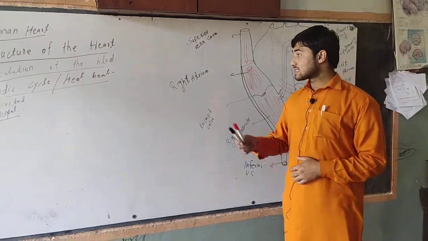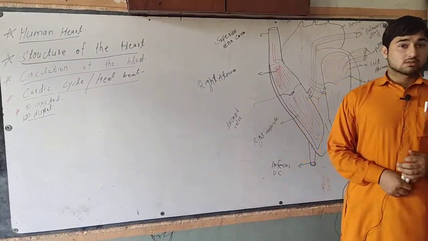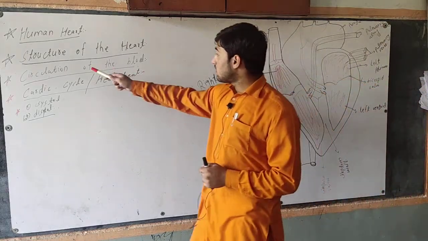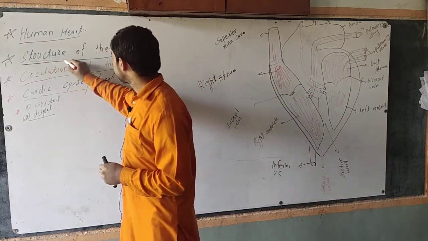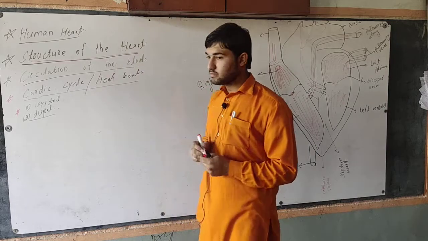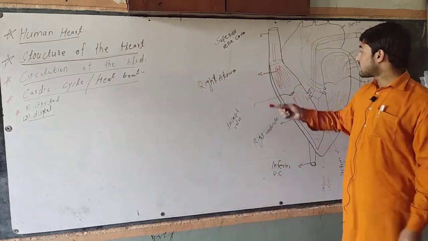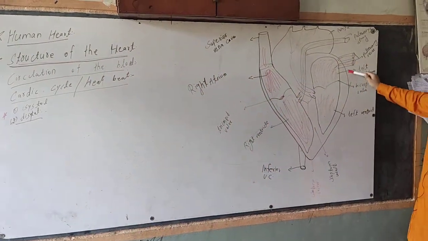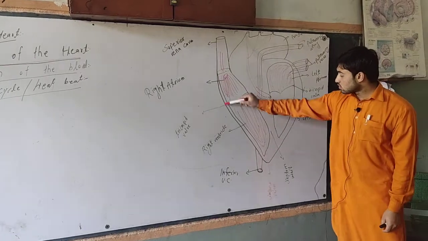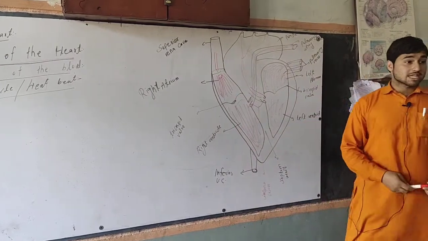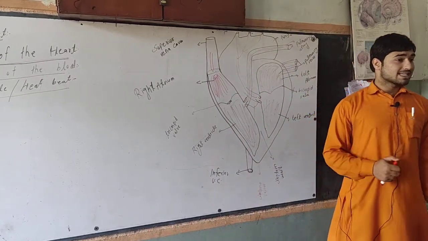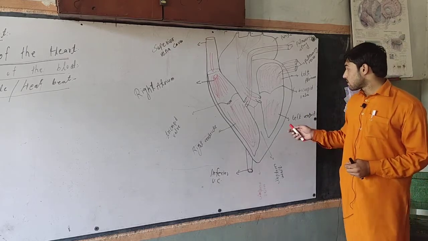Now we will discuss the structure of the heart. The heart is covered by a double membrane which is called the pericardium. This is called the pericardium. It protects the heart from overextension.